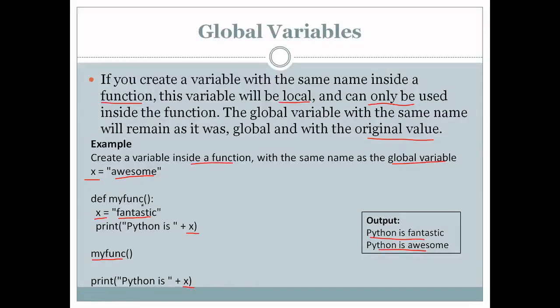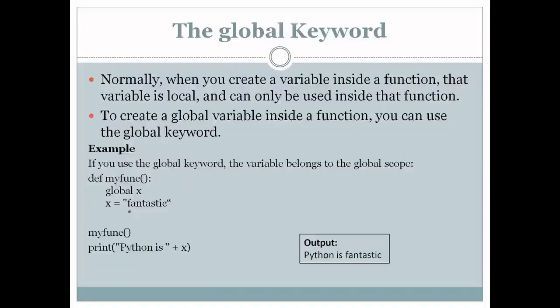Now we know that a variable declared inside a function is a local variable. Now, is it possible to create a global variable from inside the function? The answer is yes, we can create a global variable even from inside the function, but for that we have to use a keyword. The keyword is the global keyword. So let's see.